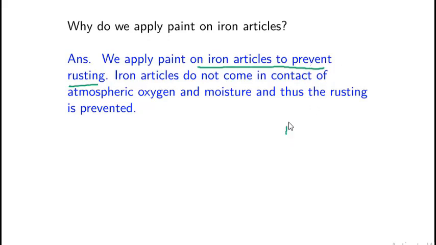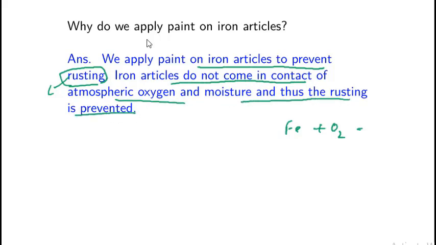So when iron reacts with oxygen, what happens? Ferrous oxide is formed, that is nothing but rusting, and this can spoil the iron. So iron articles do not come in contact with atmospheric oxygen and moisture, and thus rusting is prevented. Why are we going to paint it? To prevent rusting. And what happens when we paint the iron articles? They do not come in contact with atmospheric oxygen, and in this way the prevention of rusting takes place.